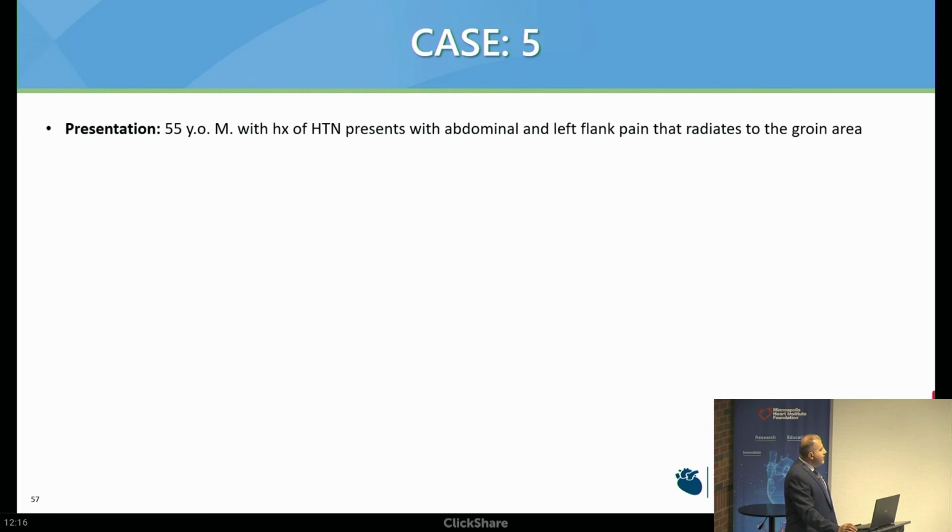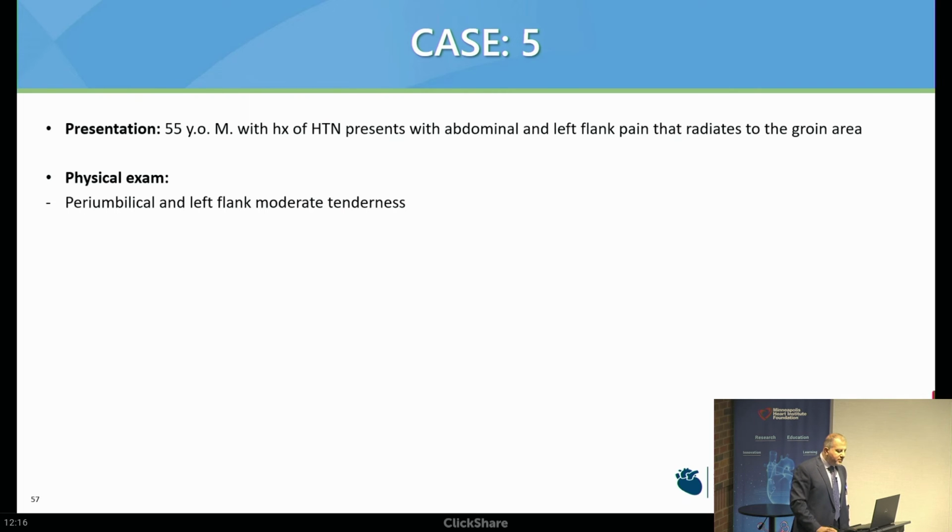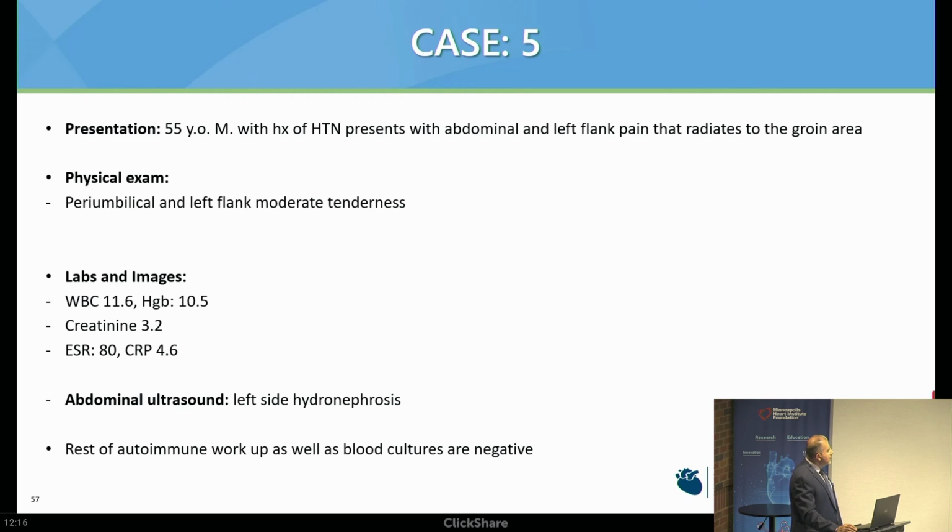So now case 5, a 55-year-old male with a history of hypertension, presents with abdominal pain and left flank pain that radiates to the groin. Again, another patient comes with abdominal pain. And then the physical exam shows periumbilical and left flank moderate tenderness. So leukocytosis, creatinine, look at the creatinine. That's kind of, again, a hint to make the diagnosis. 3.2, so the patient is coming with acute renal failure and left flank pain.